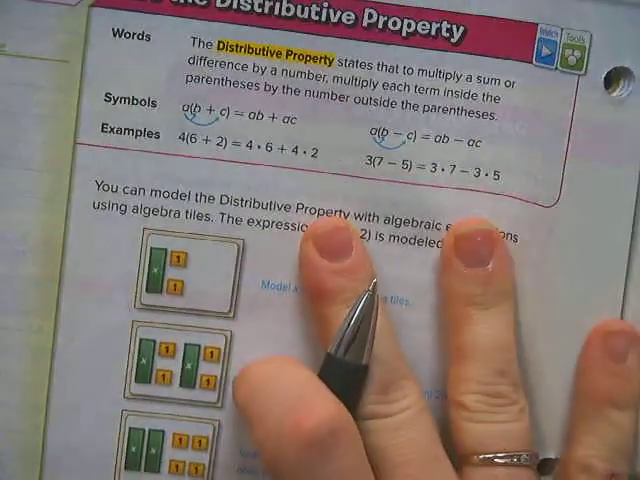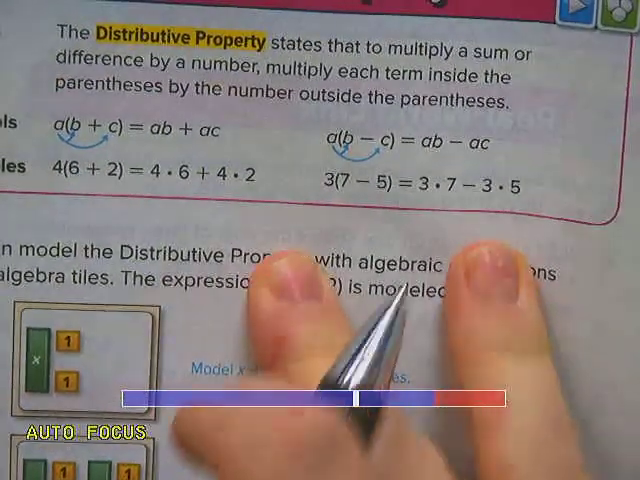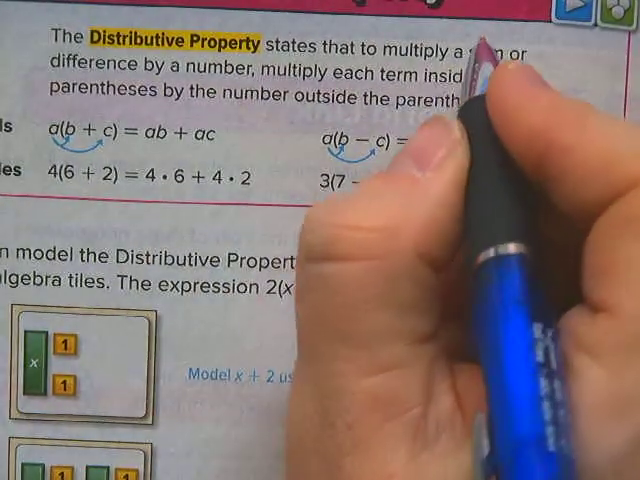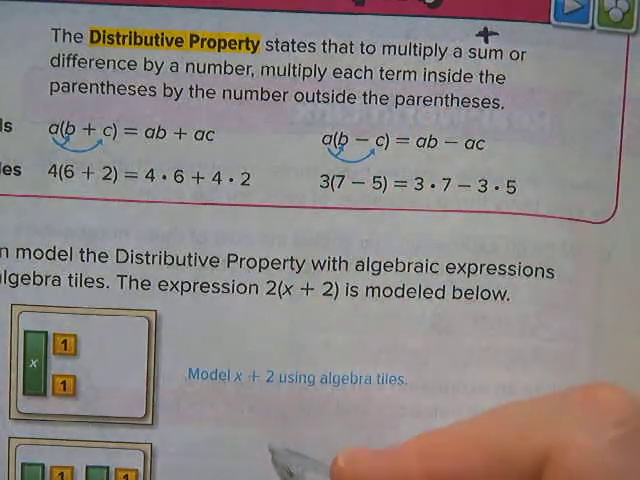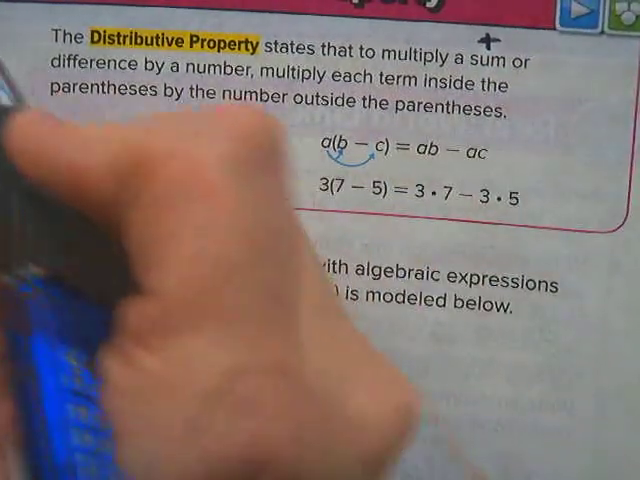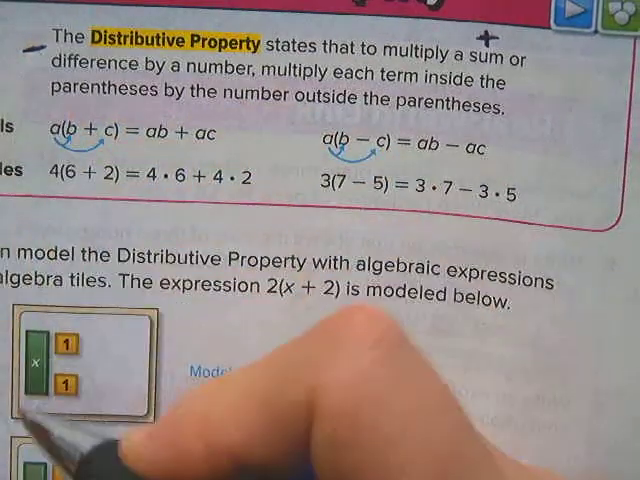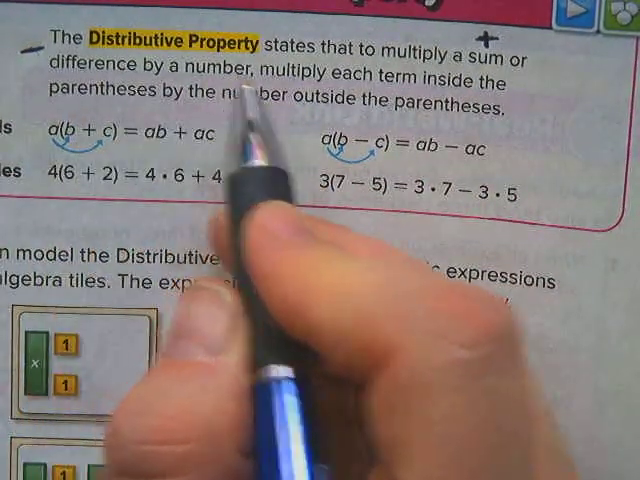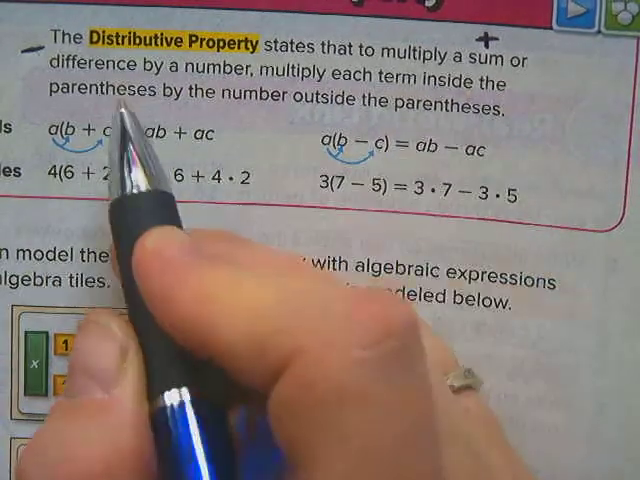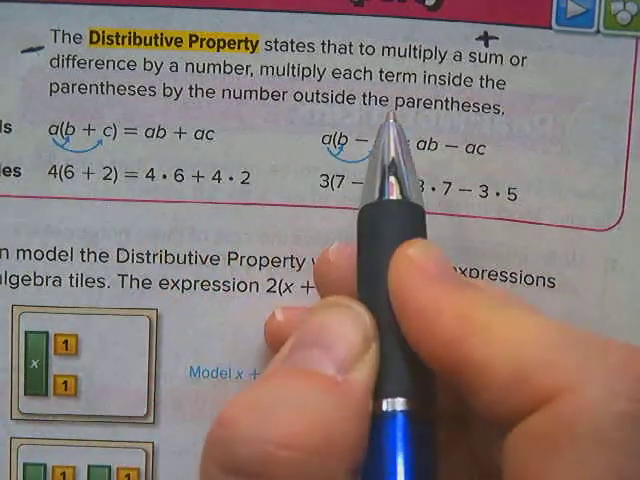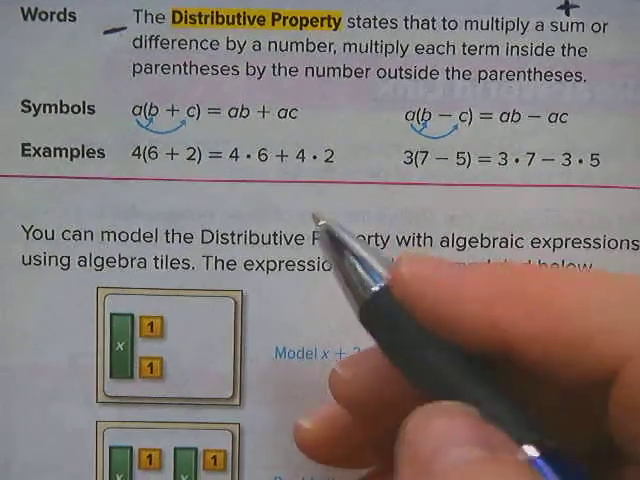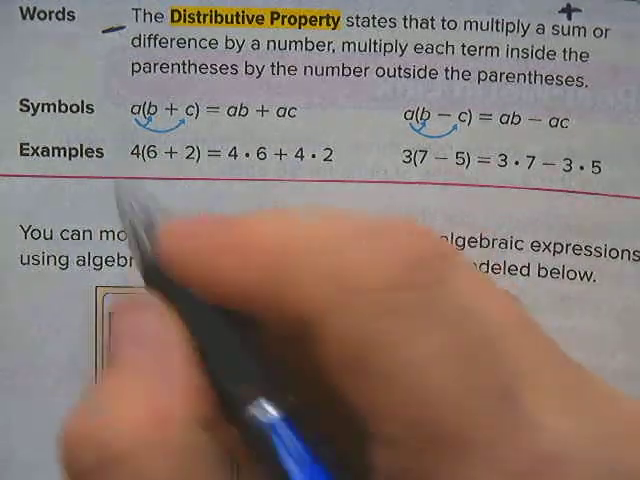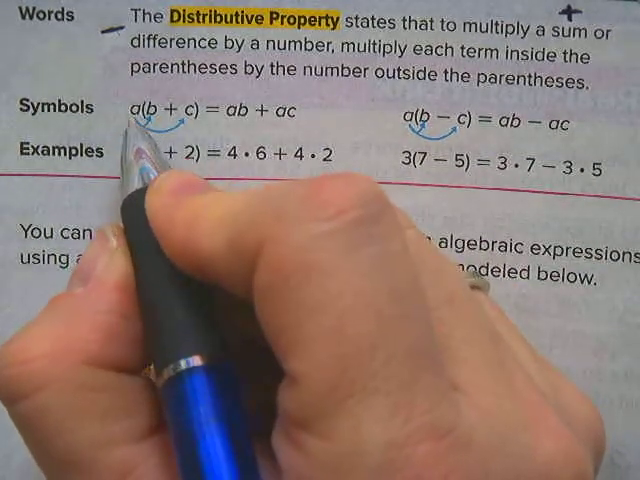This idea was introducing the concept of the distributive property. The distributive property states that to multiply a sum or a difference, so above sum we want to remember that's an addition problem, or a difference, that's a subtraction problem, by a number, you multiply each term inside the parentheses by the number outside. So whenever I teach this, I always ask kids to draw these arrows to help understand what's going on.